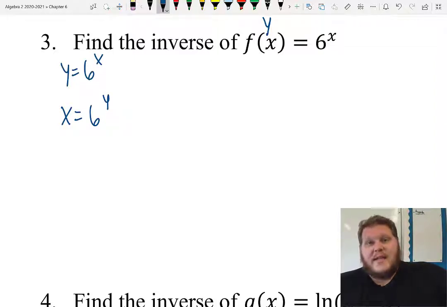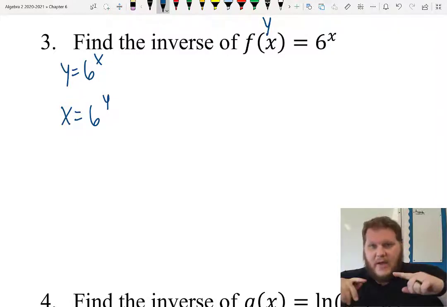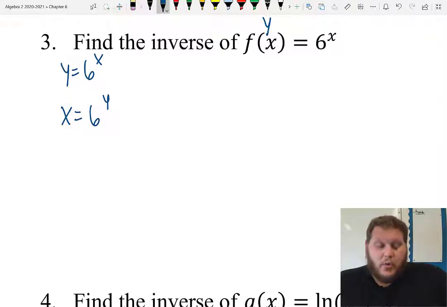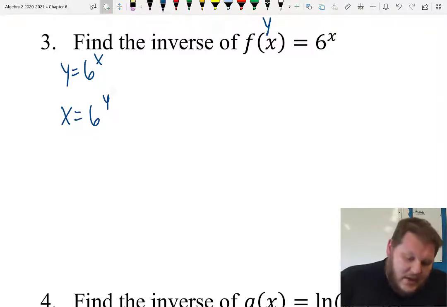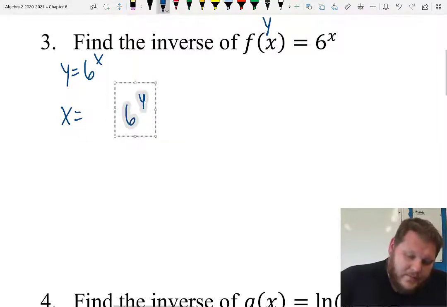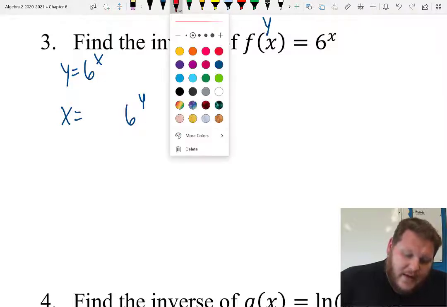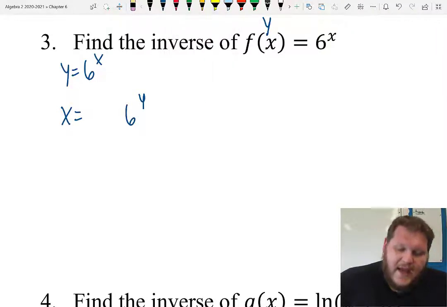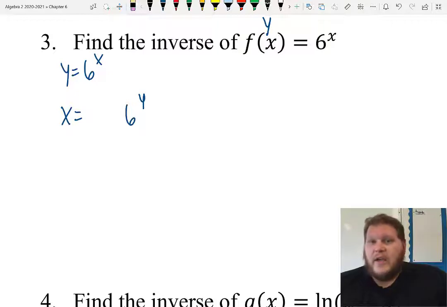And now I'm trying to get rid of my 6. I'm trying to get my y out of the exponent, because y is what I'm trying to solve for. You flip-flop x and y, and then you solve for y, which means getting y out of the exponent. I've never had to do that before. But like we saw in the previous box, if I have an exponential with base 6 here, I can take the log base 6 of both sides. I'm going to scooch this over a little bit to leave some room. I know that a log is just an operation, just like adding, subtracting, multiplying, dividing, or square rooting. It's just an operation.